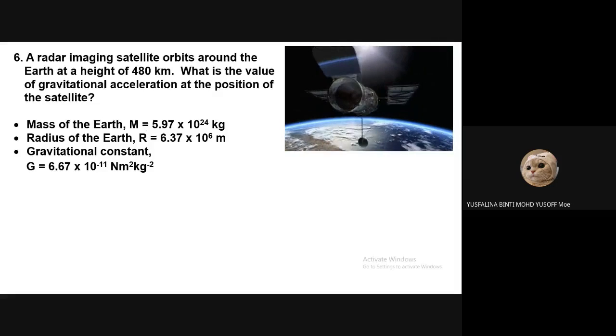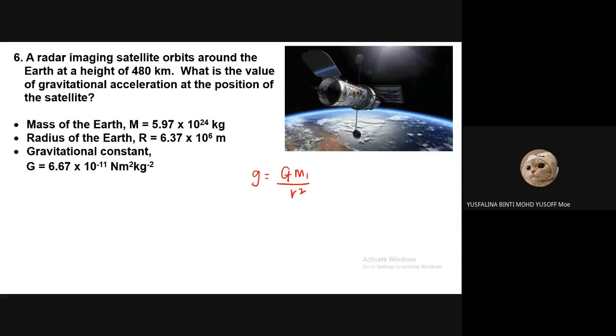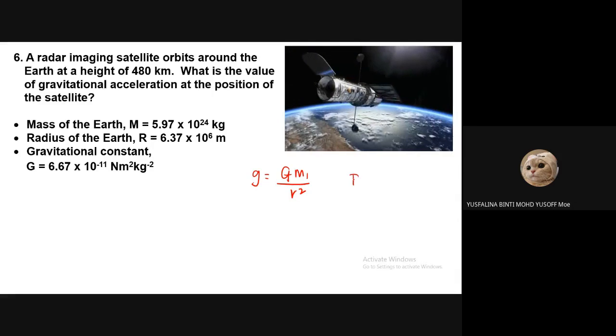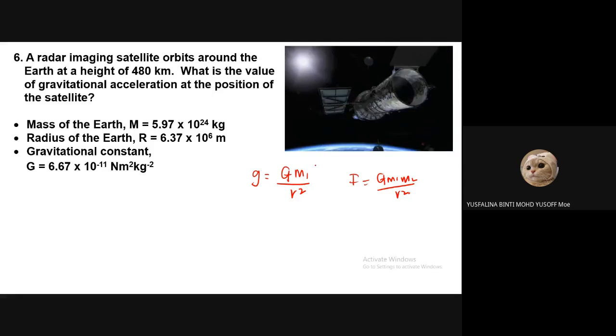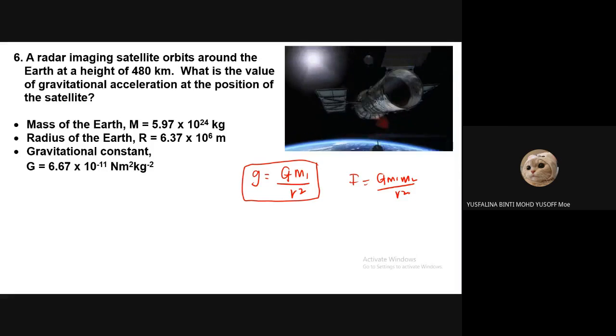What formula do you need? Only use this one: g equals GM over r squared. Don't use the other one, because that is for the gravitational force. Now we want to calculate the gravitational acceleration, so we use the one that we already derived.